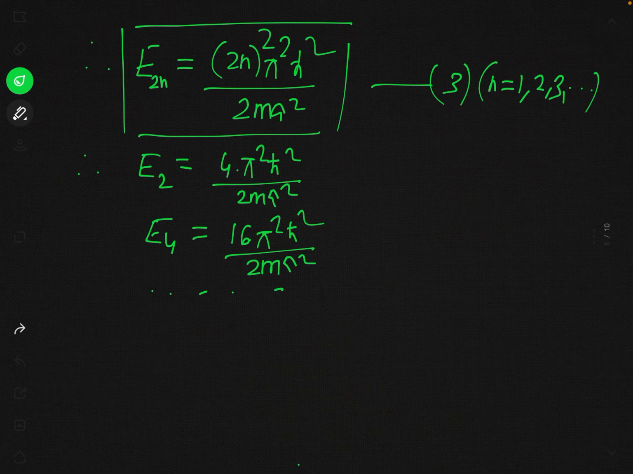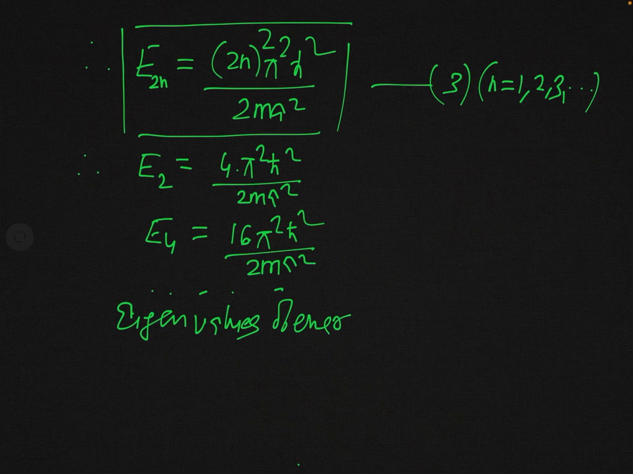And you can see that these energy eigenvalues are discrete. So eigenvalues of energy form discrete spectrum.